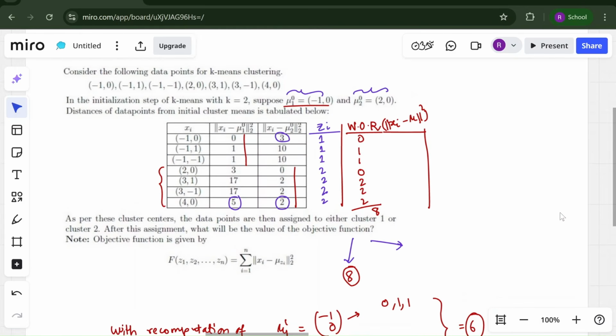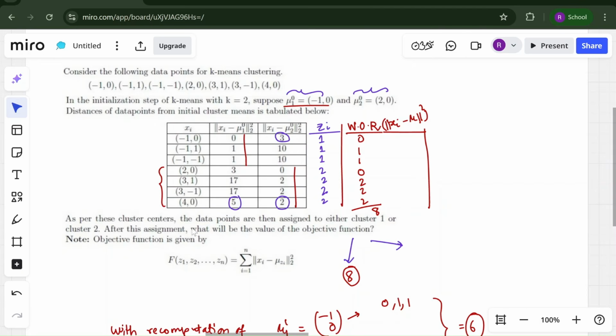Okay, so you know about k-means clustering, right? So in k-means clustering, what do we do? There are two steps. One is that you compute the means on the basis of the cluster assignments, and then you update the cluster assignments. Then again you compute the means. Then again you update the cluster assignment. This goes on, right?